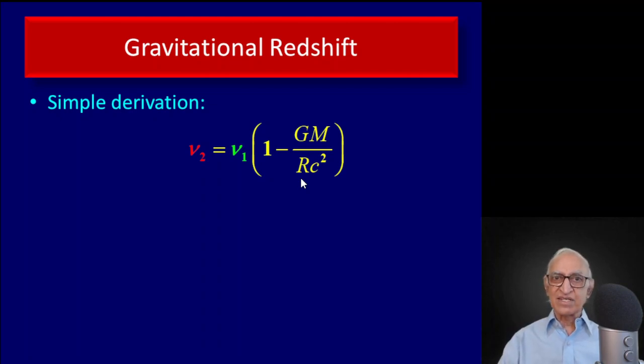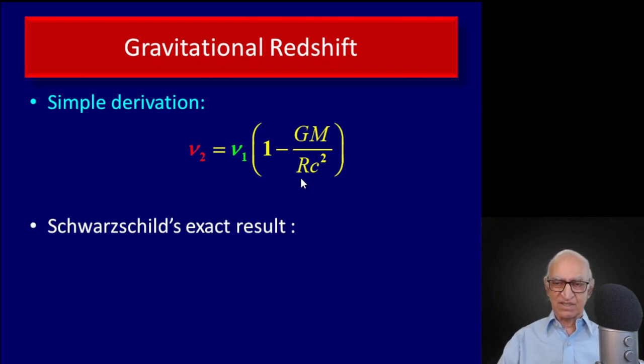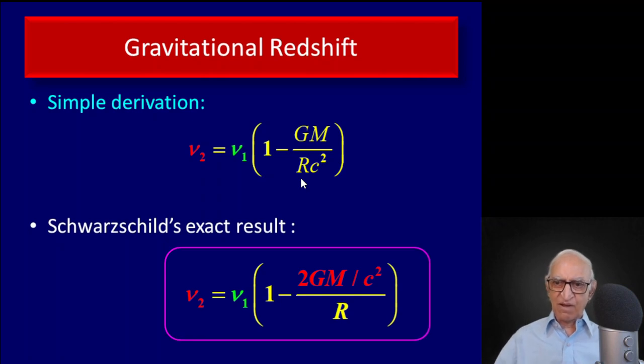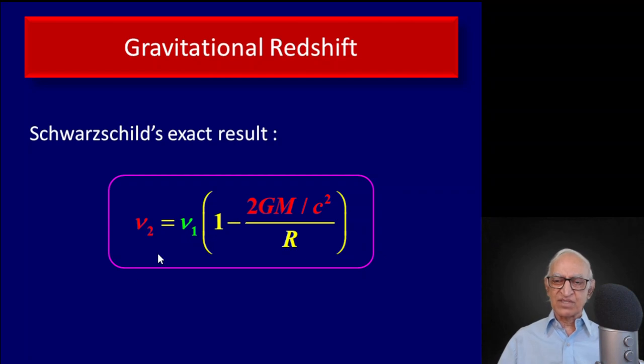Now, Schwarzschild didn't do that. He produced an exact result by solving Einstein's equations of general relativity. And what he found was precisely the same sort of result, except there was a 2 in the numerator inside the parenthesis. So our very poor man's derivation was right, except for a factor of 2 over there. Very good. So now let's proceed. So that is Schwarzschild's exact result for the gravitational redshift of a photon emitted from the surface of a massive body.